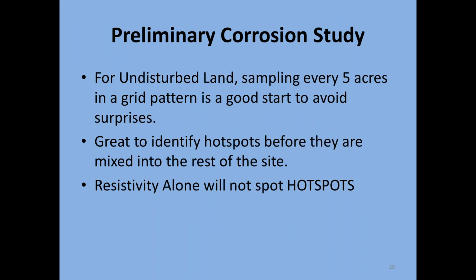I've been experiencing this with a few developers lately, that they want to do a preliminary corrosion study for their due diligence, and then they'll do a more detailed corrosion study afterwards, after the rough grading. Because in the preliminary study, what we've seen sometimes is they'll have undisturbed land and they don't know how corrosive it is. So we recommend collecting every 5 acres, something more spread out than normal, just to get an idea of how corrosive that site is, so that when they begin grading, they don't push all the bad dirt into the rest of the site. So that keeps the site from becoming more corrosive than it actually was.